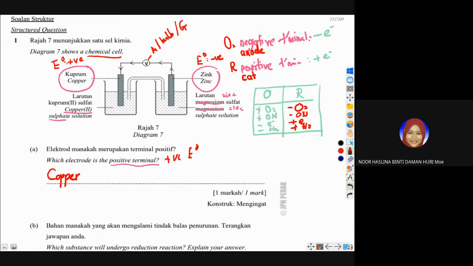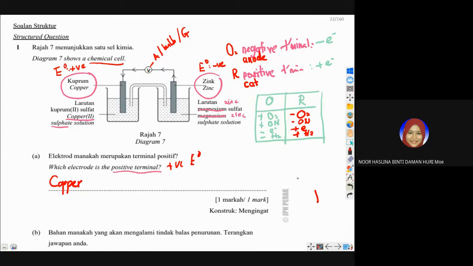Okay, you kena ingat satu je. Kalau you ingat electrolytic cell, so for the chemical cell, it opposite. And then, okay, first one you tak ada masalah, so we can continue with the second question.